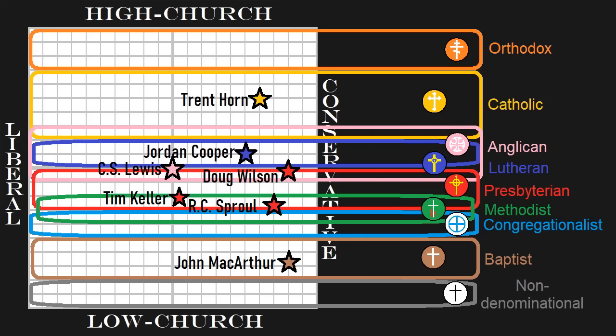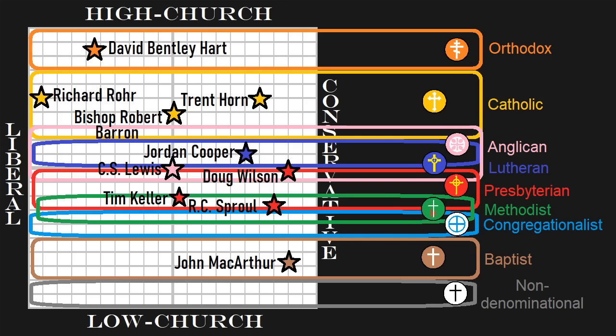Trent Horn's a conservative Catholic YouTuber. Bishop Robert Barron's a famous Catholic YouTuber and bishop. Richard Rohr is an example of a very liberal Catholic. I'd say he's liberal to the point of denying the essentials of Christianity. And there are even liberal Orthodox people. David Bentley Hart is in the Orthodox tradition, and he wrote a book advocating universalism, which is basically saying everyone's going to make it to heaven eventually, no matter what. But generally speaking, most Orthodox people are very conservative. So an example of a famous Orthodox priest is Father Josiah Trenum. He's a YouTuber and stuff.